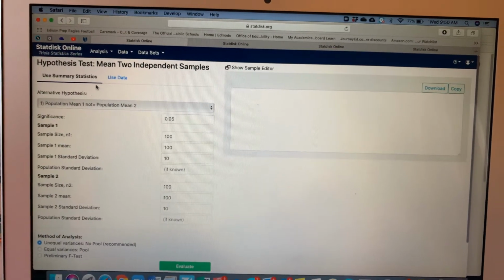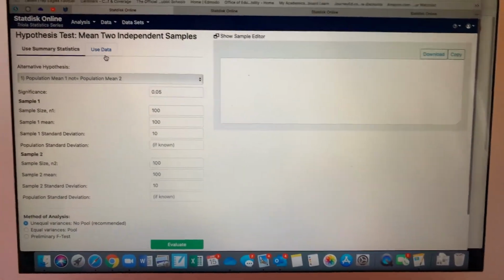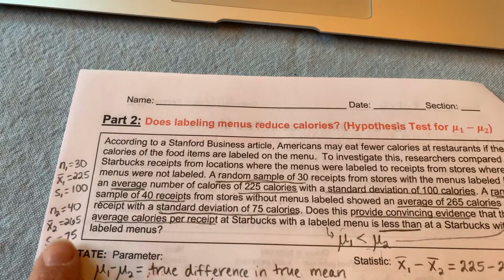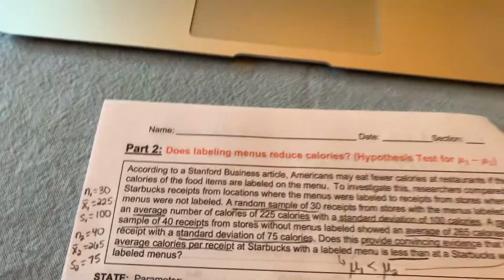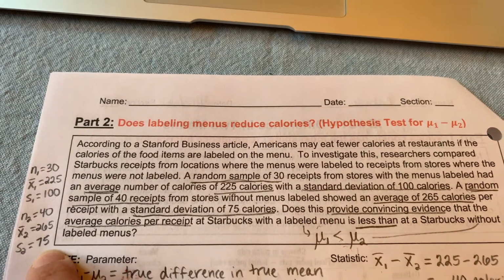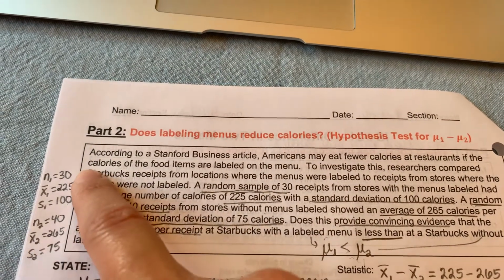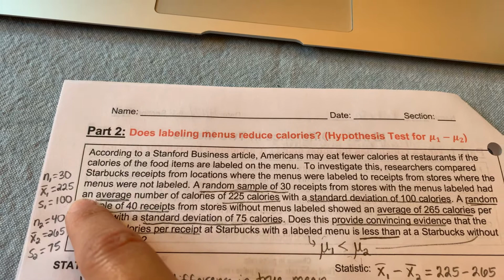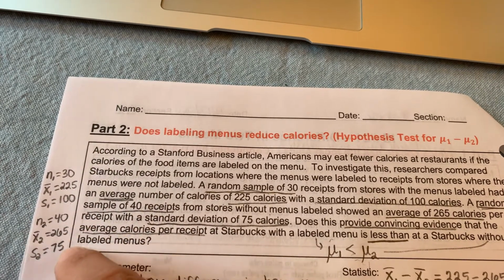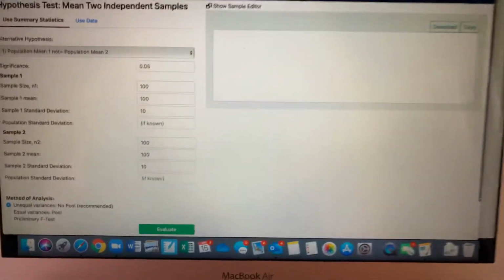Again, we have the option to use summary statistics or use data. This time, the context of our problem did not give us all the individual data. It just gave us the summary statistics that I wrote out over here. So that's what we're going to use. And I'm going to be looking at this as I type this in. So notice it's asked in this order: sample size, sample mean, standard deviation for the first sample. Sample size, sample mean, sample standard deviation for the second sample. So that's just what I'm typing in here.